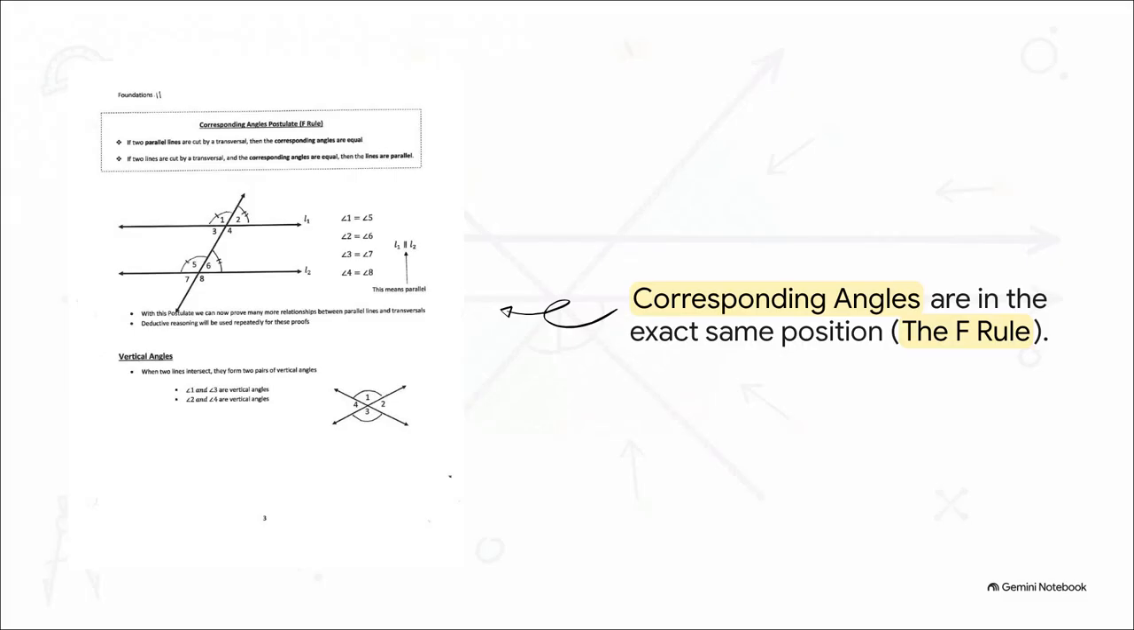And this brilliantly illustrates our first set of twins, corresponding angles. Notice how angles 1 and 5 are marked. They are in the exact same relative position at their respective intersections, the top right corner. You can visualize this as the F-shape rule. If you were to literally grab that top intersection and slide it straight down the transversal, angle 1 would sit perfectly on top of angle 5. They are completely congruent, no question about it.